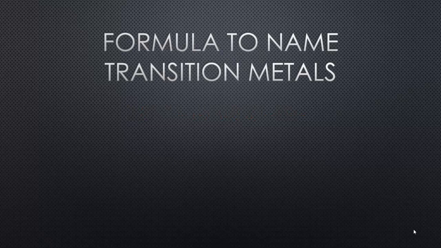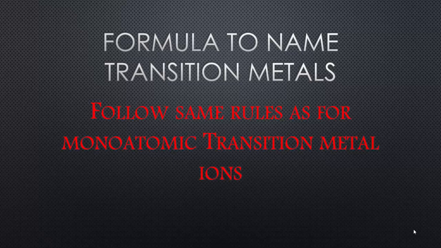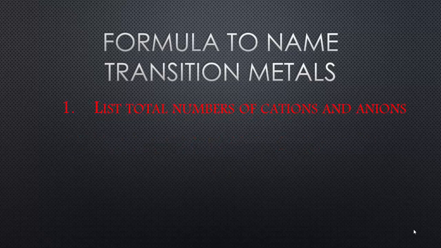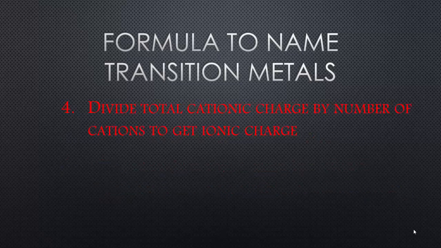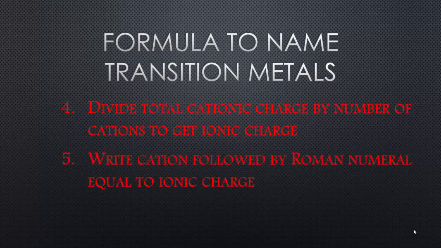Now we need to make sure we include the Roman numerals. We're going to follow the same rules that we did for the monoatomic transition metal ions. We're going to list the total number of cations and anions, calculate the total anionic charge, calculate the total cationic charge, which means just change the sign of number 2, divide the number you got in number 3 by the total number of cations that you figured out in step 1. Write the cation followed by the Roman numeral. The Roman numeral is equal to the ionic charge. Write the name of the anion.